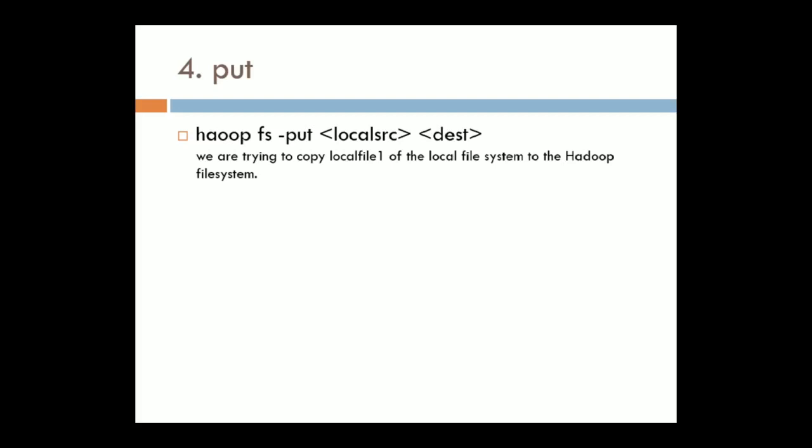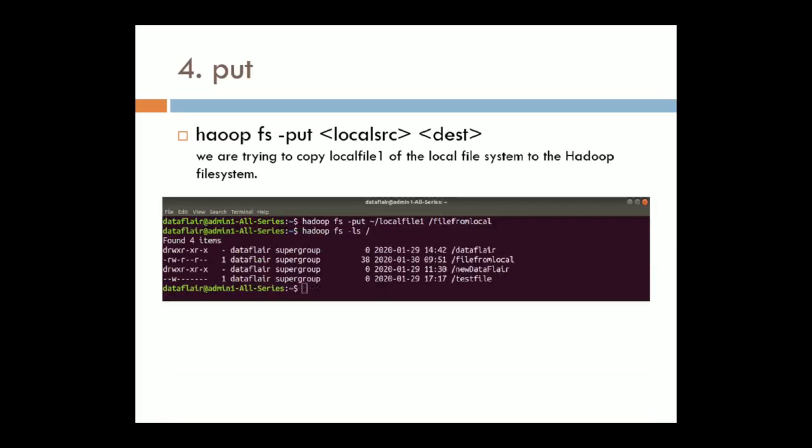That is what because we have to know from where to where we are supposed to put the file. So we need to take the file from one of the location, maybe local source, that is a source, and we are supposed to put it at some place which we generally call as a destination. So this is how the syntax goes. Let's take an example where we are trying to copy local file 1 of the local file system to the Hadoop file system. Now how the command goes, what are the results, we'll be seeing here.